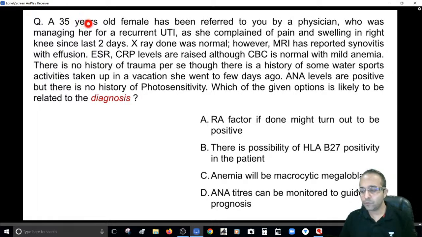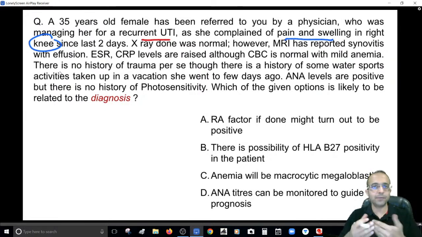So this is a 35-year-old female, referred to you by a physician who was treating her for a recurrent UTI she had been getting on and off. Now she also complained of pain and swelling in the knee, and that's why she was referred to you as an orthopedic surgeon. You didn't find much on the x-rays, so you got an MRI done, and the MRI report reads synovitis and effusion. The ESR and CRP levels are a little raised, although the CBC is normal.